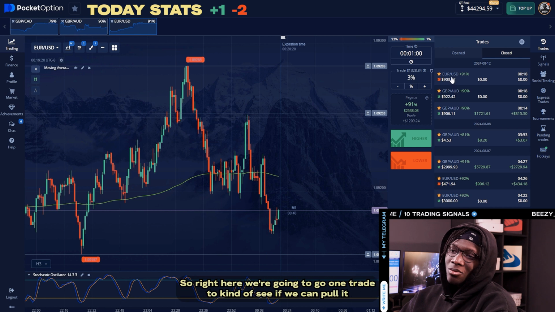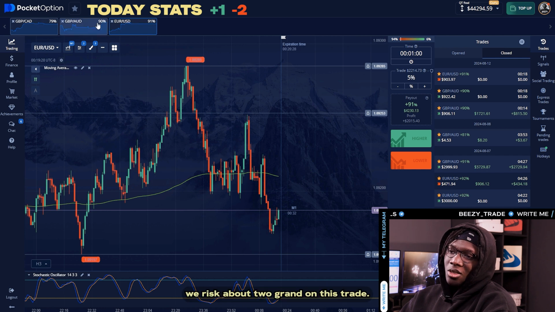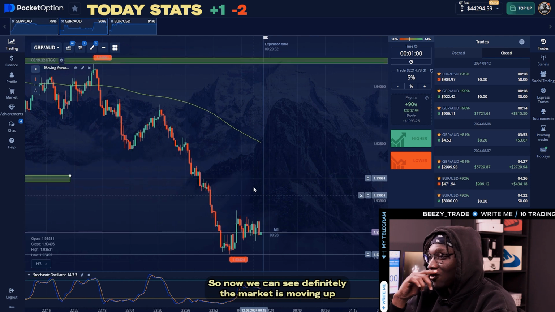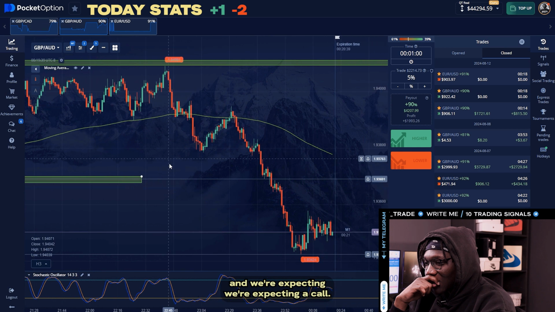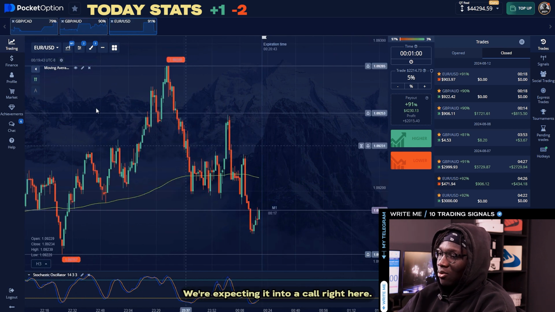We're down. So right here, we're going to go one trade to kind of see if we can pull it all back. We'll risk about $2,000 on this trade. So now we can see definitely the market is moving up, which here, we're still going to go to GBP USD, and we're expecting a call. We're expecting to enter a call right here.